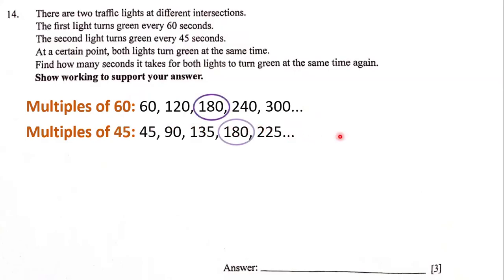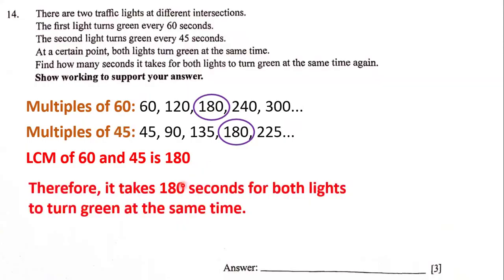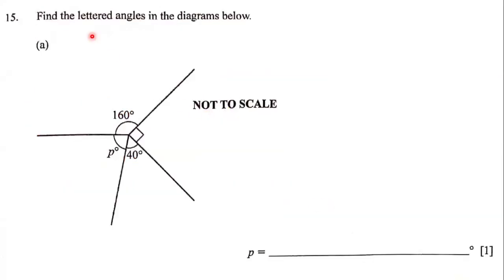And so the lowest common multiple of 60 and 45 is definitely 180. And so that means it takes 180 seconds for both lights to turn green at the same time. And that's the answer for this particular question. Next, it says, find the lettered angles in the diagram below.